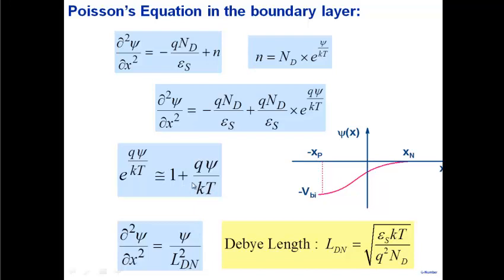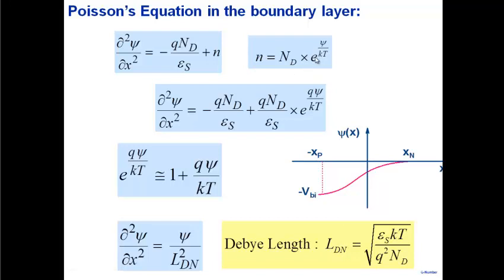So now if you look at this Poisson's equation in the boundary layer, what does it say? How does potential go with x? Del square psi by del x square equals psi by L_D square. It says potential goes exponentially with x. And note now, potential is changing exponentially on a length scale of what? This is the length scale which we call the Debye length. And how does n change? N changes exponentially with psi.